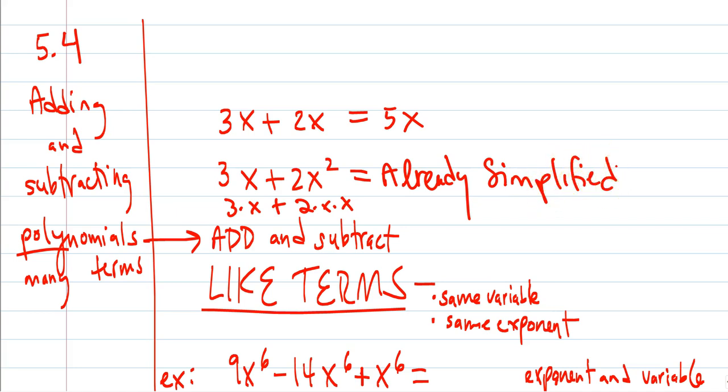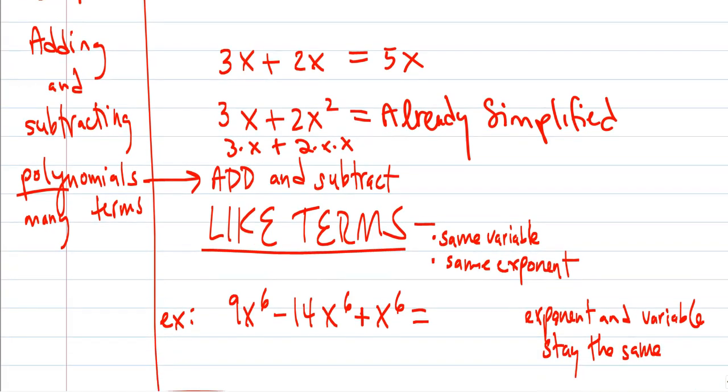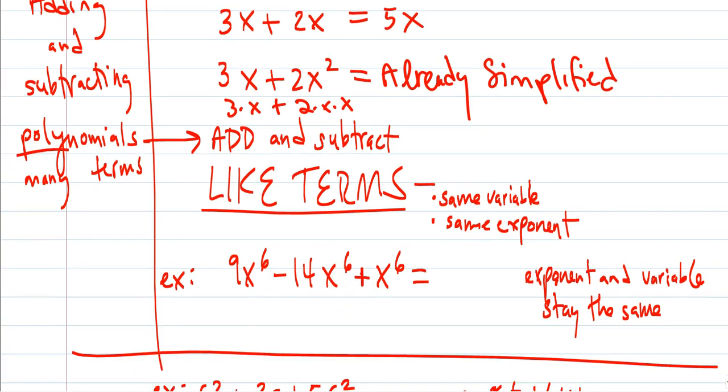Okay, so let's go through a couple examples here. Here I have 9x to the 6th minus 14x to the 6th plus x to the 6th. They are all the same variable, they're all x's, and they have the same exponent, they have the same amount of x's. So we can combine the coefficients. I can combine 9 minus 14 plus, what's the coefficient here, right? If there is no number, that is like a 1, x to the 6th. So I really have 9 minus 14 plus 1, that's negative 5 plus 1, negative 4. We combine the coefficients, and the exponent, x to the 6th, stays the same.